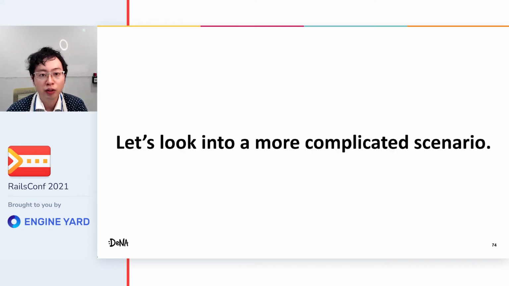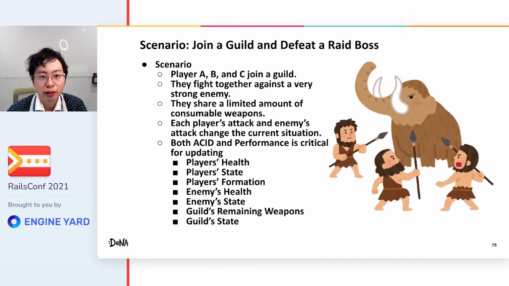Let's look into a more complicated scenario now. The scenario is to join a guild and defeat a raid boss. Player A, Player B, and Player C join a guild. They fight together against a powerful enemy. They share a limited amount of consumable weapons. Each player's attack and the enemy's attack change the current situation.